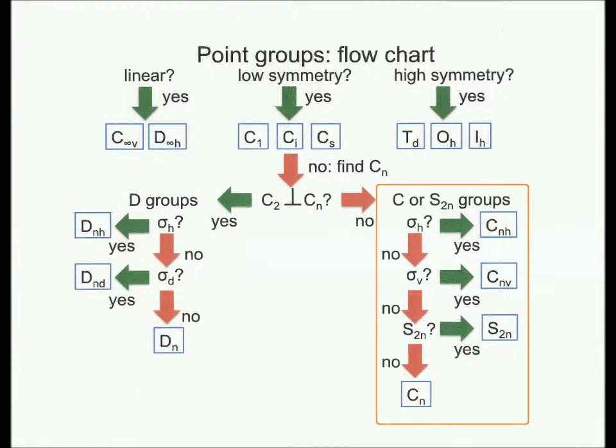And once we have determined that a molecule belongs to the cyclic class of point groups, we next check to see whether or not the molecule has a horizontal mirror plane. If it does, then the molecule belongs to the C_nh point group, and if it does not, we check to see whether or not the molecule has a vertical mirror plane. If it does, then the molecule belongs to the C_nv point group, and if it does not, we check to see whether or not the molecule has an improper axis of rotation. If it does, then the molecule belongs to the S_n point group, and if it does not, then the molecule belongs to the C_n point group.